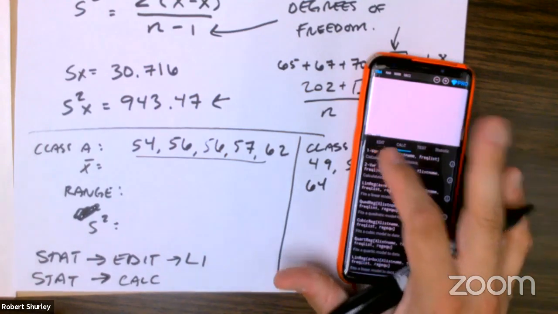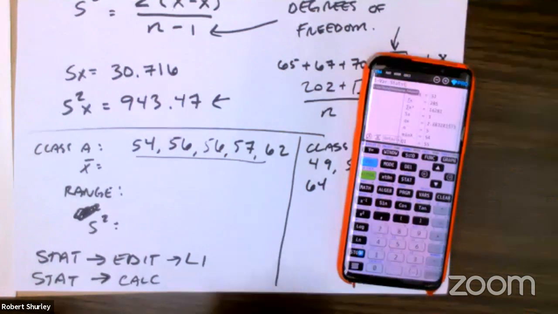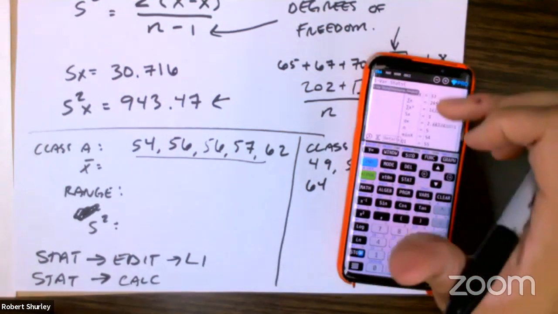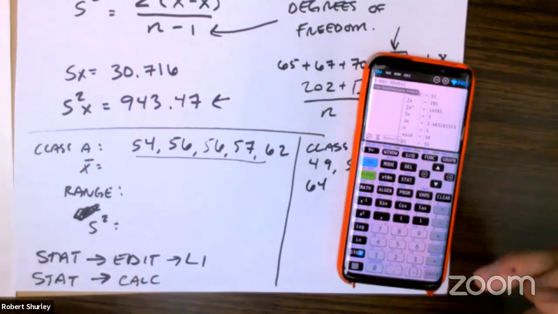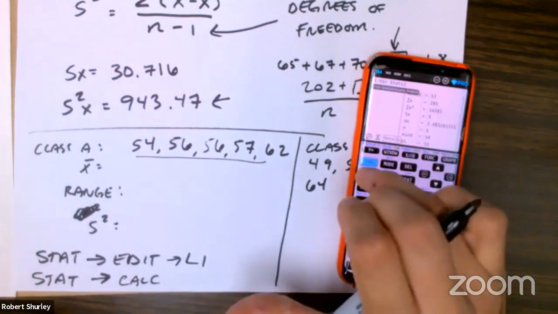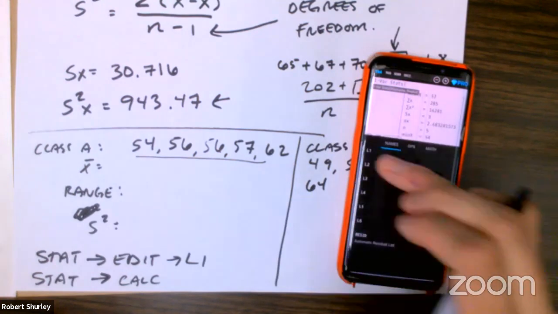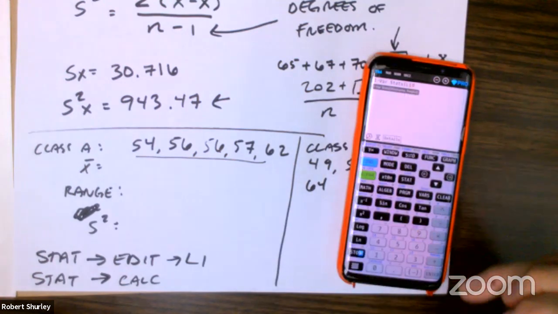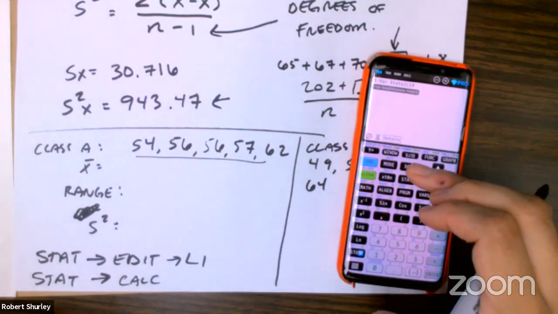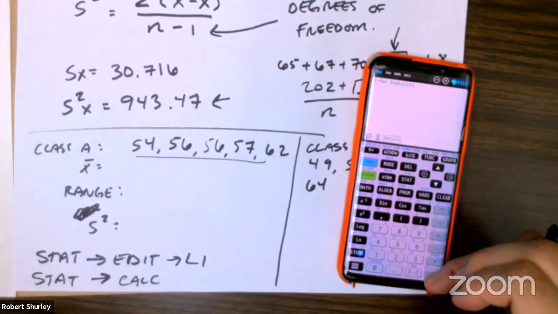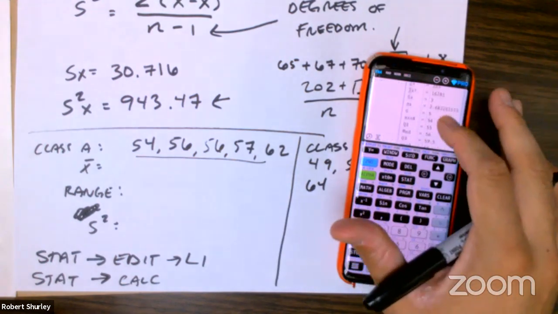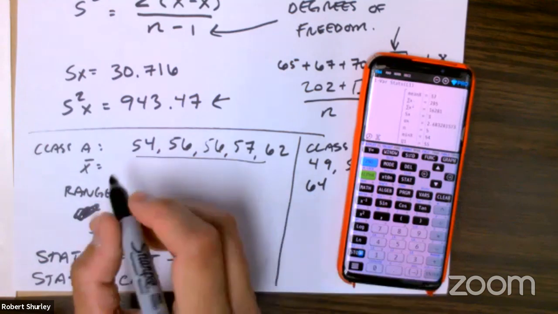And then the very first option is going to be one variable stats. You've got to call list 1. I think it automatically puts list 1 in there, but I'm going to call list 1 because I'm going to have to call list 2 here in a minute. So to call list 1, we're going to have to do second stat list 1. And we'll see it gives us the mean, which is 57.